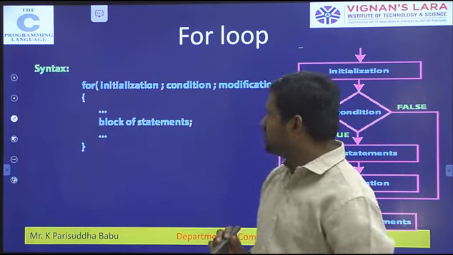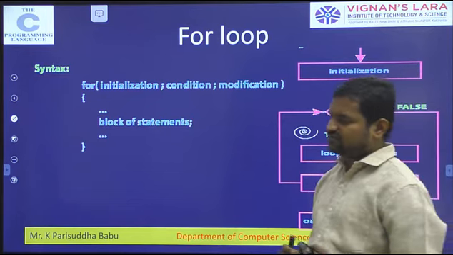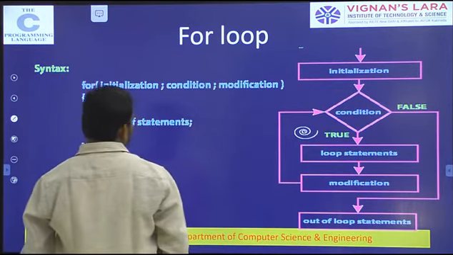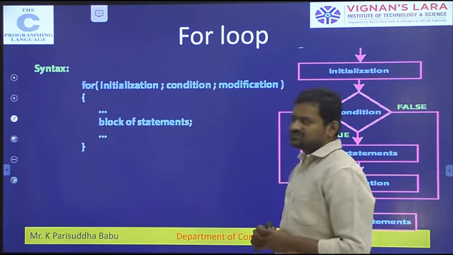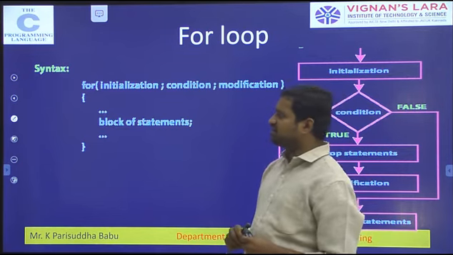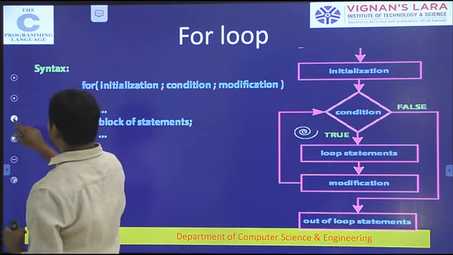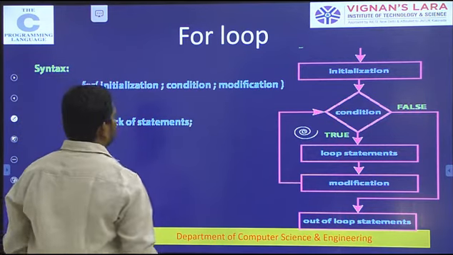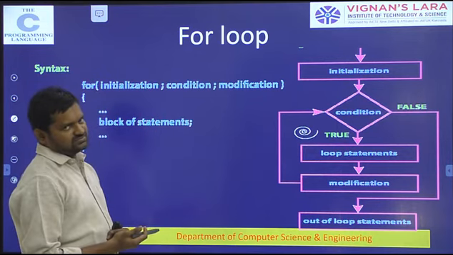Now we have to go to the for loop. For has initialization, and for has a different structure. In the for loop, for is also an entry control loop. What is the for loop? The for loop is also an entry control loop; at the beginning only, it controls.